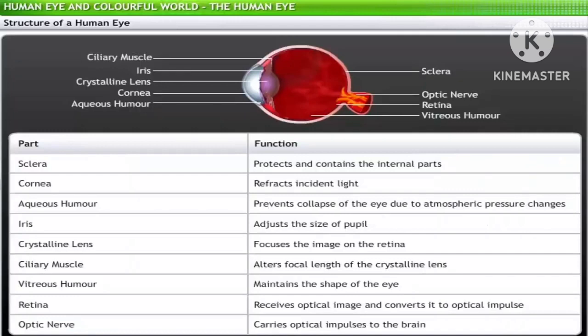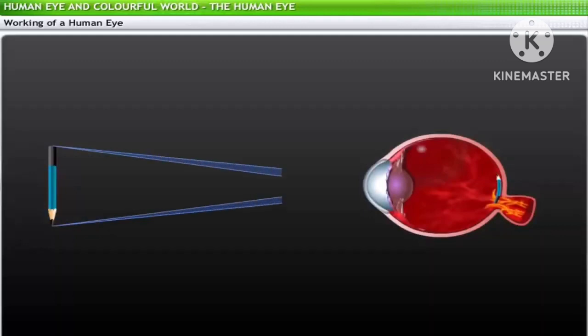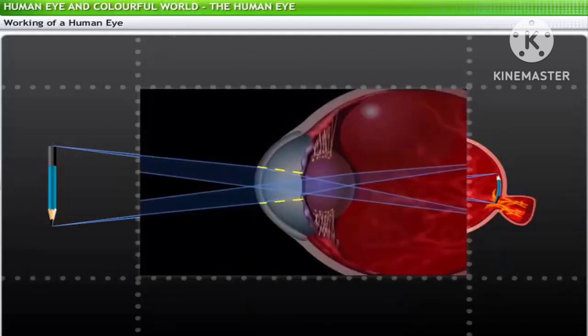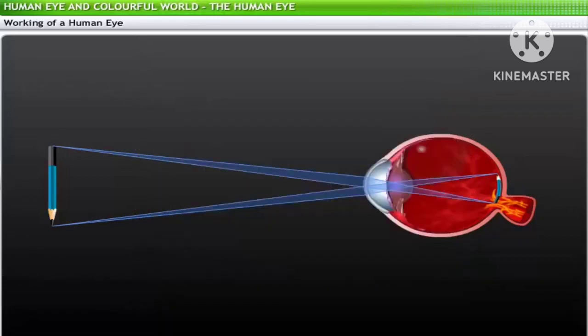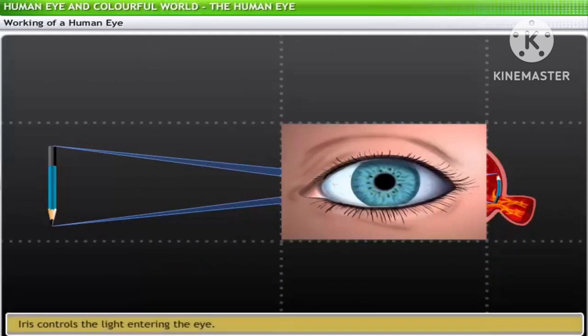Here is a quick summary of the various parts of the eye and their functions. Now let's see how these parts come together to help us see when we are looking at something. When light rays reflect from an object towards an eye, the cornea refracts these rays so that they are incident on the lens. The cornea is responsible for maximum refraction of the light incident on the eye. With the help of involuntary movement of the ciliary muscles, the iris and the pupil control the light entering the eye and incident on the lens.